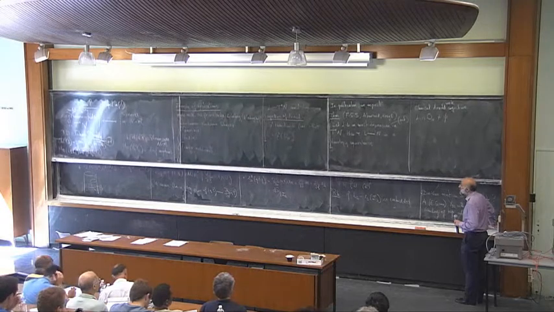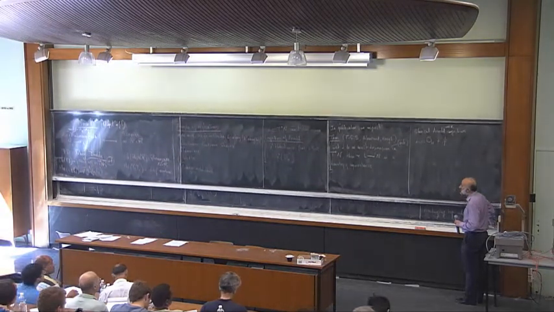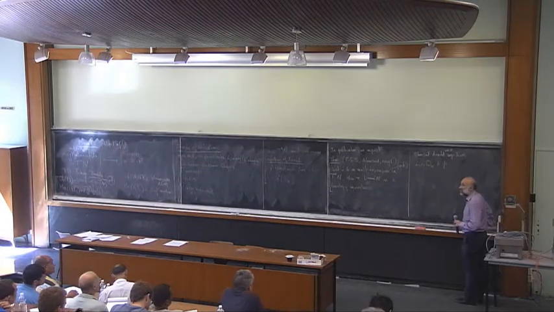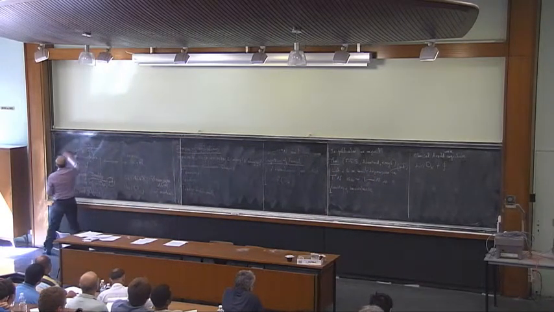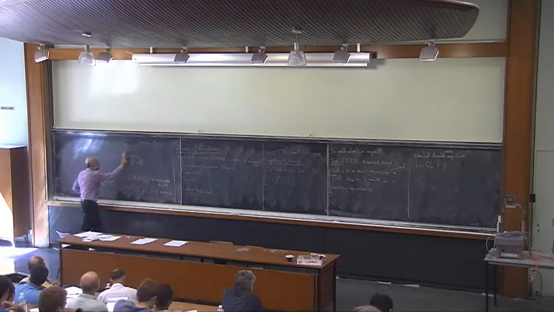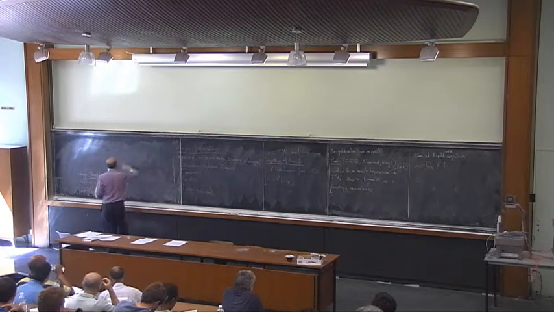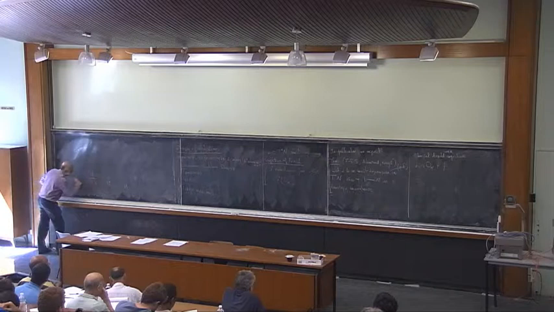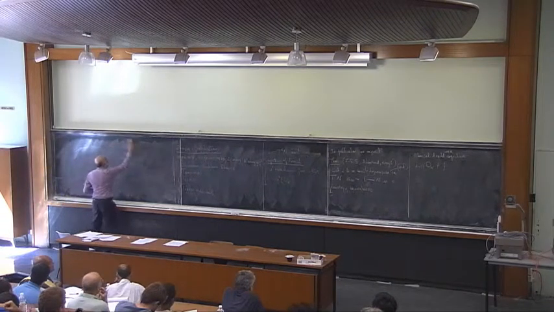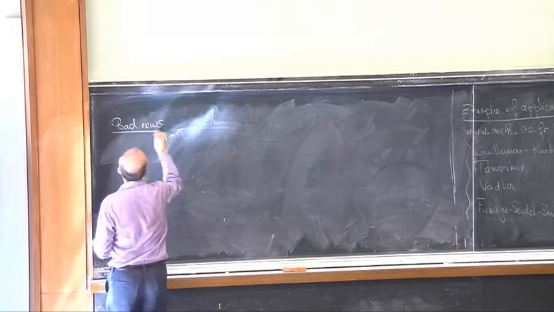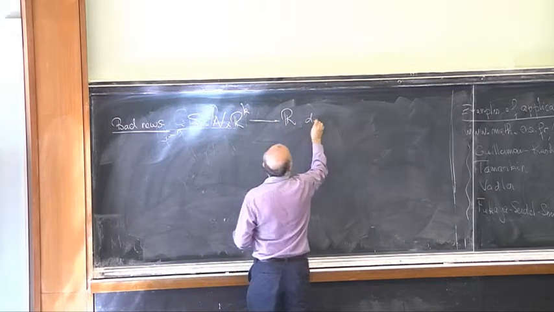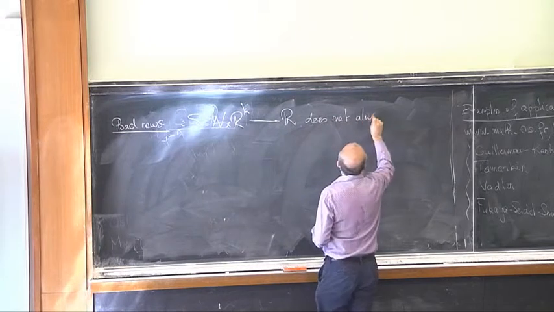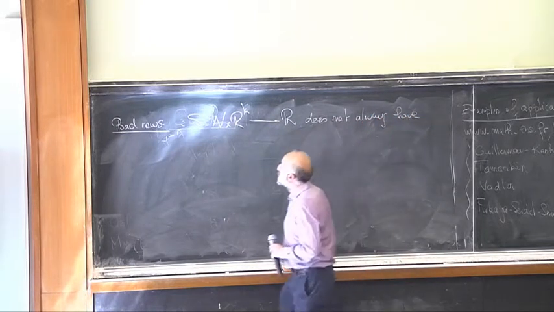Now comes the bad news. The bad news is that I said all the manifolds can be compact, but R^k is not compact, of course. So you know that a function on a compact manifold always has a critical point, but a function on N times R^k does not necessarily have a critical point. So a function from N times R^k to R does not always have critical points.